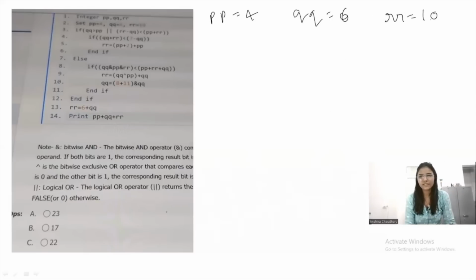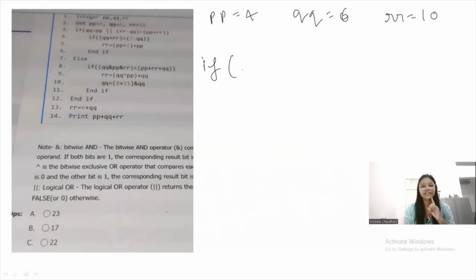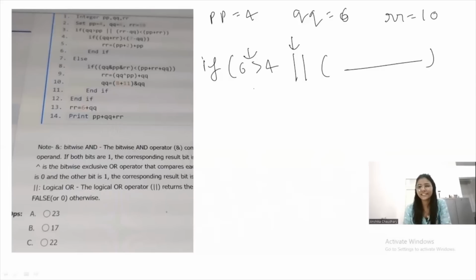And RR contains 10. Okay, so here what we have to do: if QQ is greater than PP, so QQ value is 6, which is greater than PP, that means 4, or here is some condition as well. As we can see, this is the logical OR, so if any of the conditions is true, the whole condition becomes true. Here we can clearly see that 6 is greater than 4, so it will return us 1. So if it is 1, the whole condition will become 1 because this is logical OR, not logical AND. So the whole condition will become true and we will directly jump into the if part.